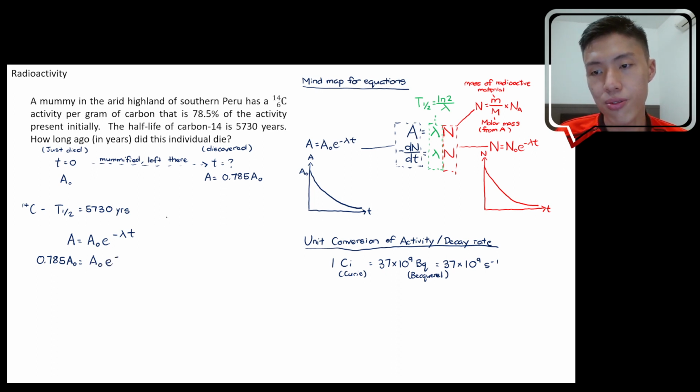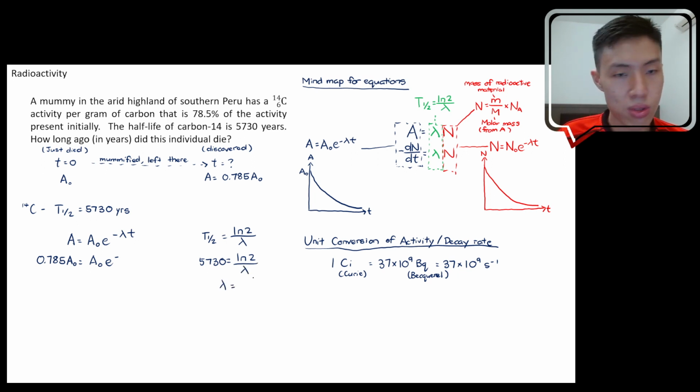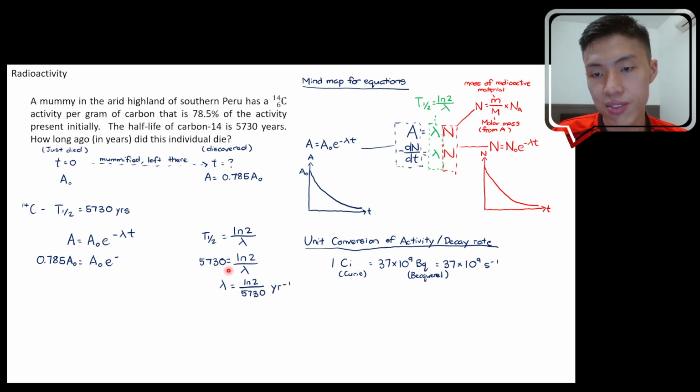This is where you need to be careful. You don't have lambda, but you can obtain it from the half-life. The half-life is equal to ln 2 divided by lambda. The half-life is 5,730 years. So if you use the half-life in the unit of years, your decay constant must be in the unit of per year. I write it as a fraction: if you shift it to the denominator, the year becomes per year. So this is the lambda that we have.